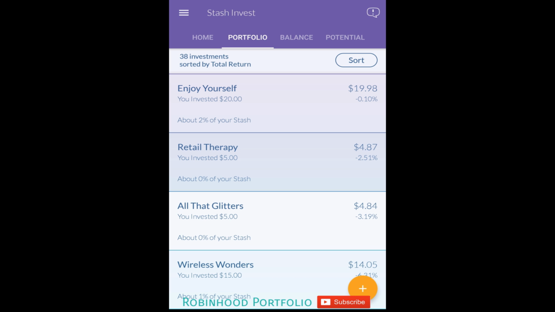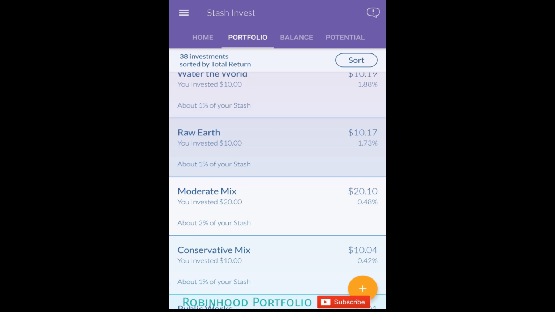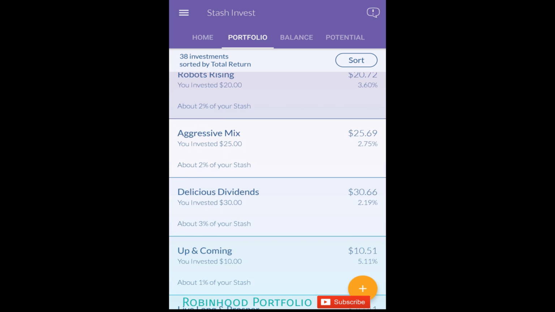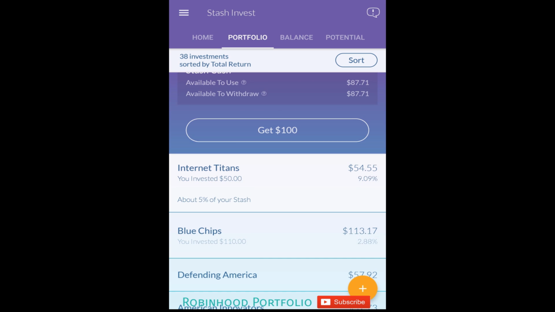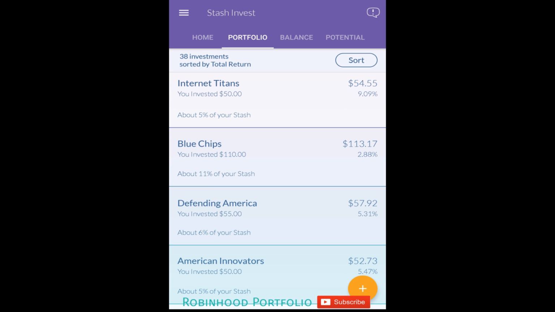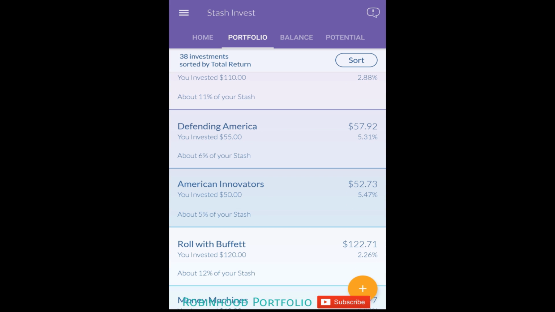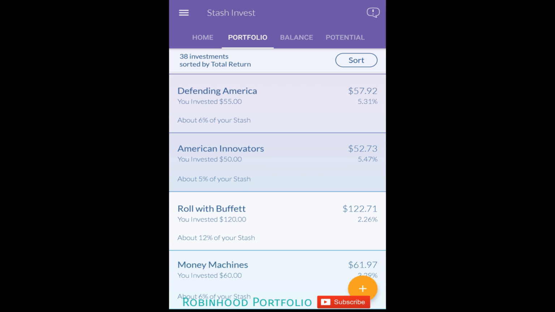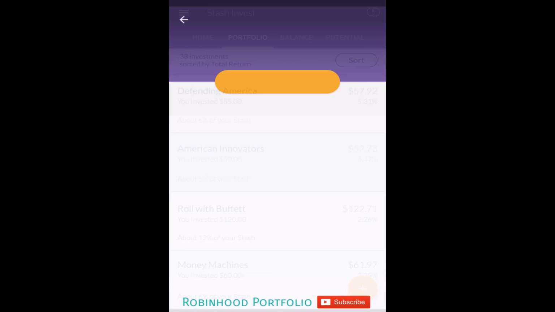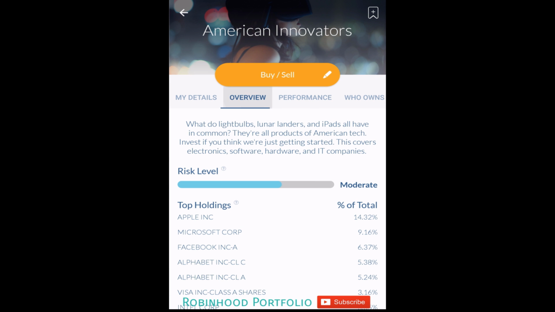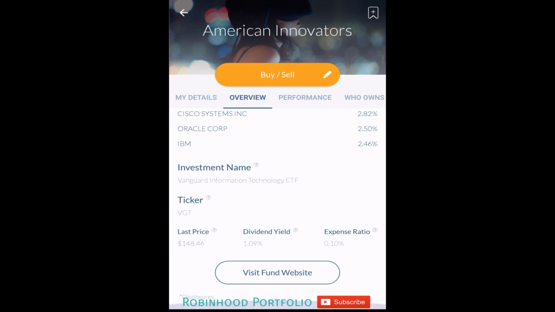All That Glitters down 3.19%. But on the other hand, there are some very good stocks as well. Way up at the top, the first stock I took a look at, Internet Titans, it's up 9.09%. Defending America, 5.31%. American Innovators, 5.47%. And again, these are all rebranded underlying stocks. This particular one, American Innovators, ticker symbol VGT for Vanguard Information Technology ETF.